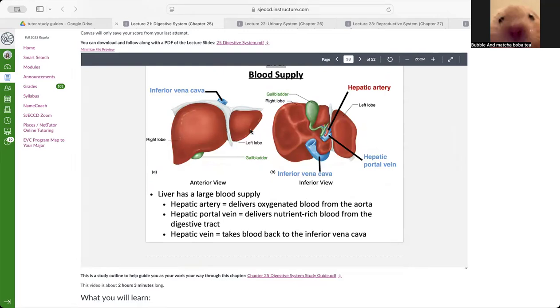So I was telling you guys, here's bile from the liver. It goes to the left and to the right and merges into a larger duct. Left to right, a larger duct, right? And then it goes to the gallbladder, and then to the cystic duct.